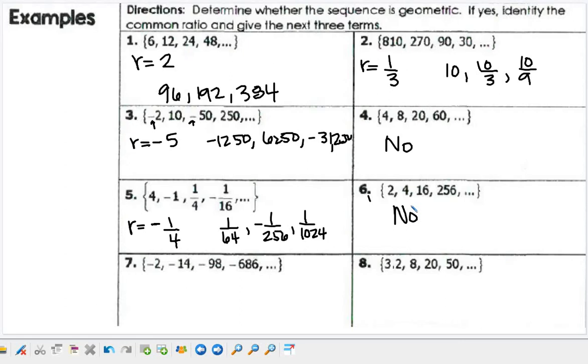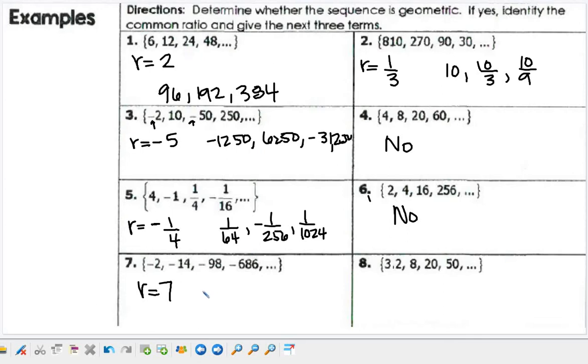So number 7, notice they're all negative, so my ratio is absolutely not negative if it is geometric. I don't have a sign flip-flopping. So obviously 2 to get to 14 is 7. Then you might have to check if 14 times 7 is 98, and it is, and then 98 times 7 is 686. So my common ratio is a positive 7, not negative, because my sign is not flipping.